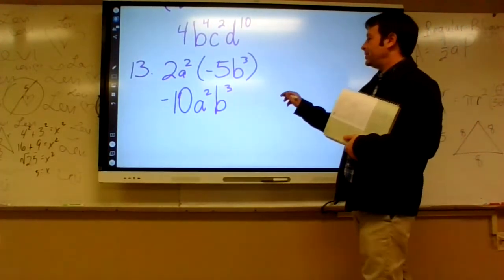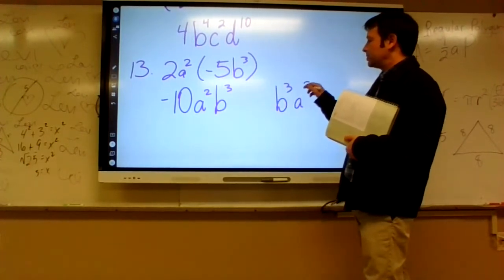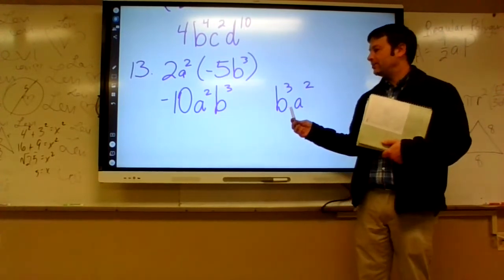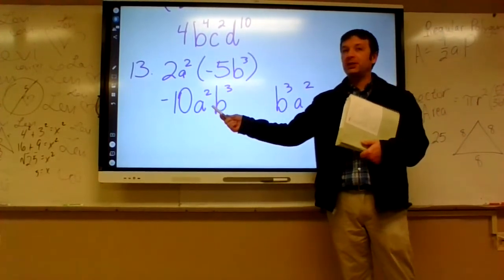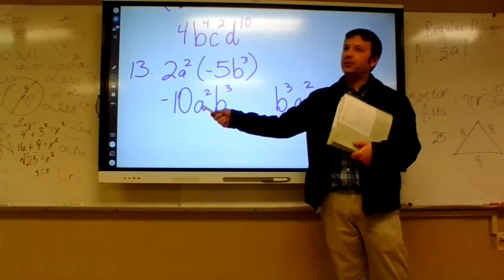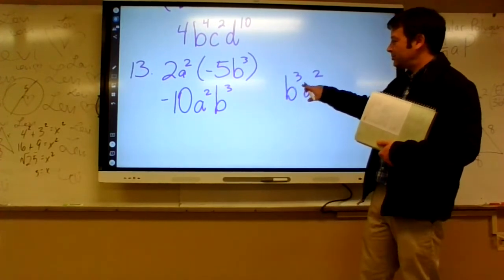Is a squared b to the third the same thing as b to the third a squared? Yes. They are the same because order of multiplication doesn't change anything. Usually the book will put it in alphabetical order though, if you look it up in the back. Well, usually. Always is probably more accurate.